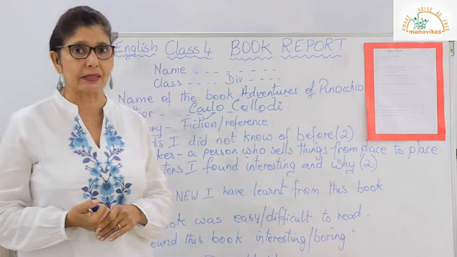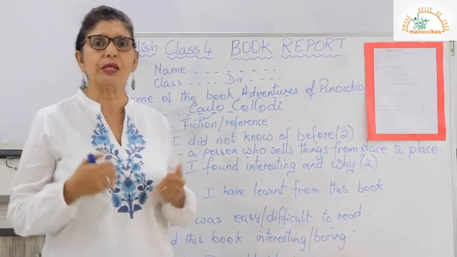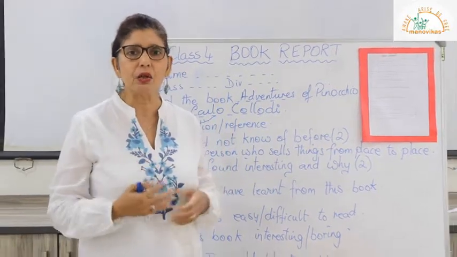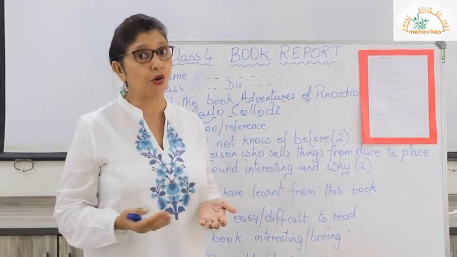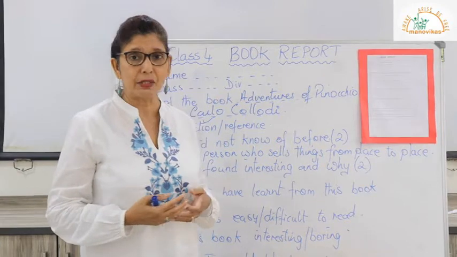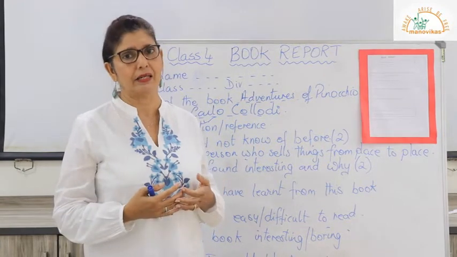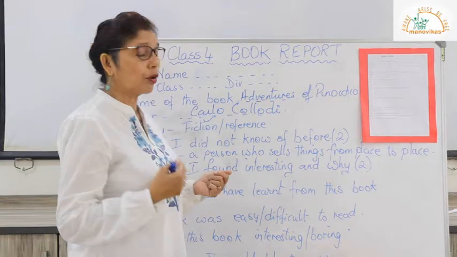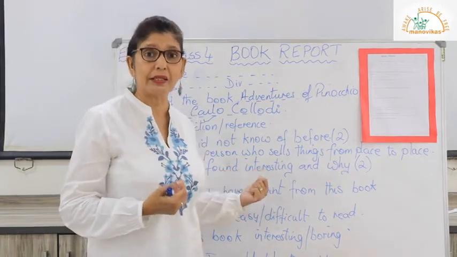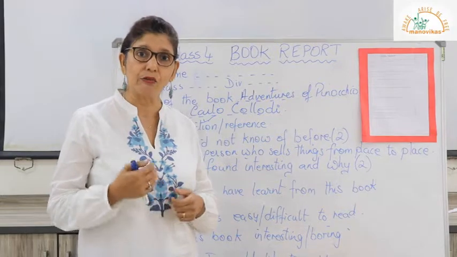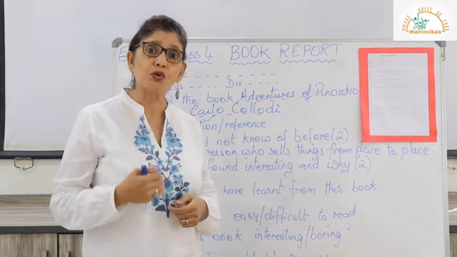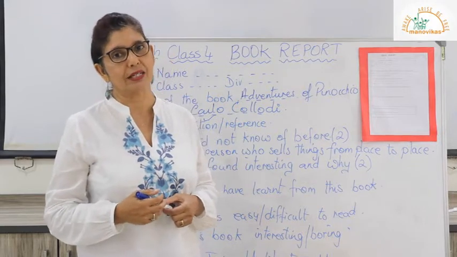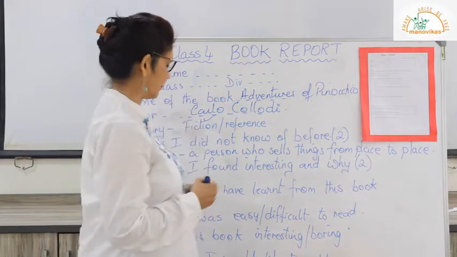Now what are characters? When you read a story, you will come across people in the book. Always the characters need not be people. Sometimes it's about a dog, about any animal. So the character could be anything in the book. Whichever character you like or found interesting, you can write the names of the 2 characters, and you must also write why you found them interesting. What was so interesting about those 2 characters?